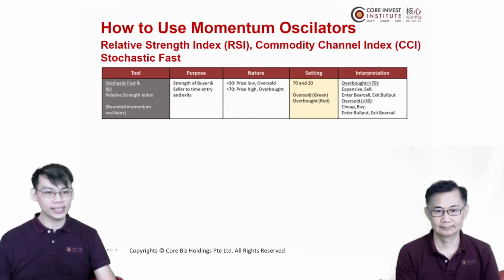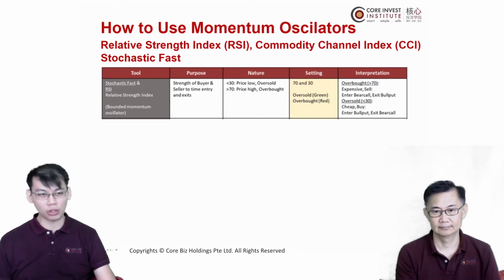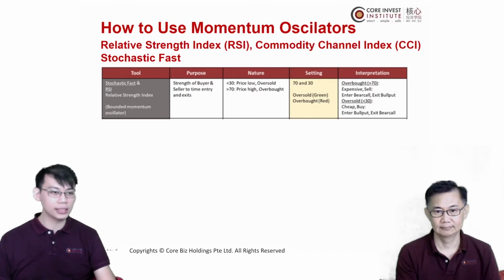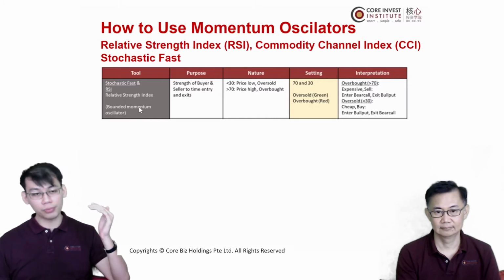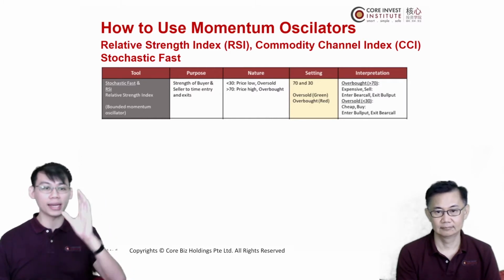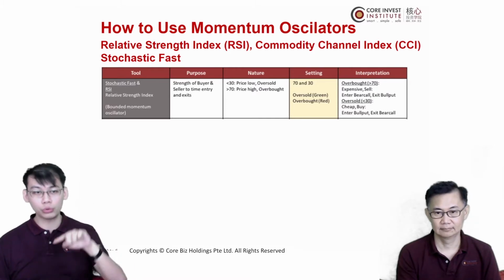The next indicators that we want to share with you are called the momentum oscillators. There are three types of oscillators that we're going to share with you: the RSI, Relative Strength Index, the CCI, which is the Commodity Channel Index, as well as the Stochastic Fast. Basically, stochastic fast and RSI are bounded momentum oscillators. What does it mean? The indicators move between 0 and 100, bounded within that range.